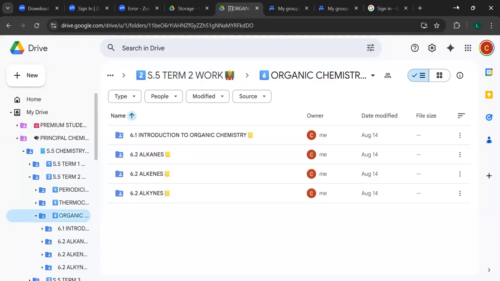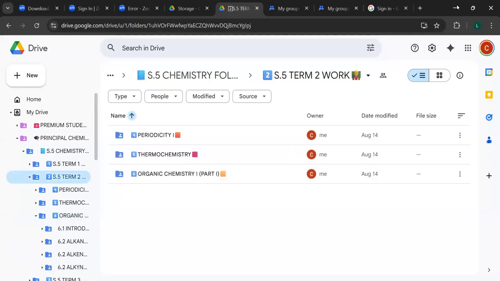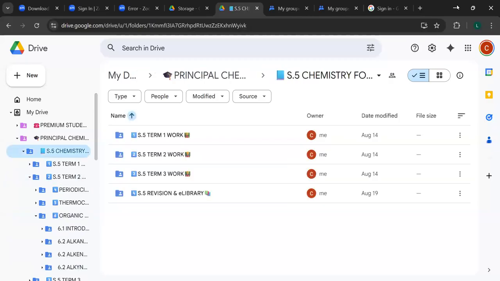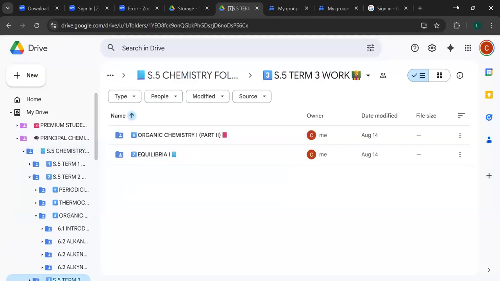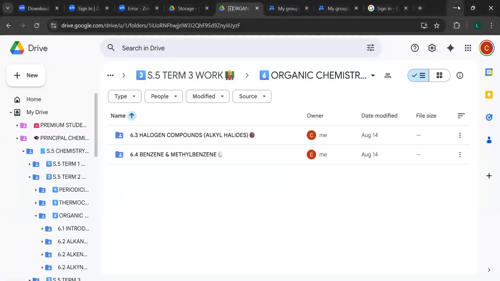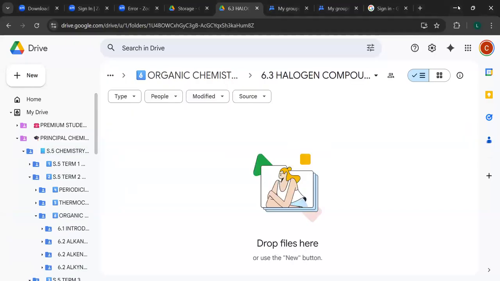Now what we are covering right now is Term 3 work, and it is the very first topic, the alkyl halides. When I come here in Senior 5 Term 3 work, hope people are seeing my screen. You can see Organic Chemistry. It is still Organic Chemistry 1, but this is Part 2. We have halogen compounds or the alkyl halides, and it's what we are doing right now. Before today ends, we shall have our video there for Lesson 1.